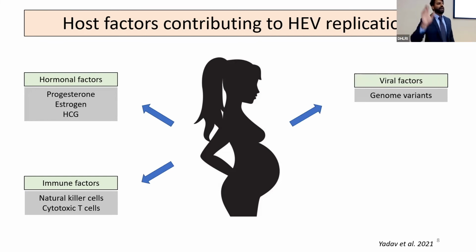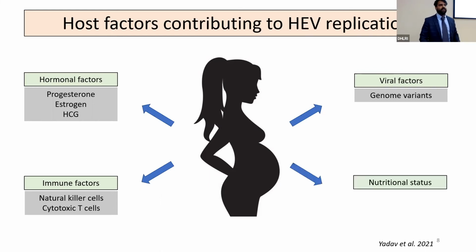The third factor, viral factors. You may remember I said there are some strains that get transmitted only through contaminated water in developing countries, and some strains that only transmit through contaminated meat and blood transfusion. So there is a viral factor that plays a role in the pregnancy pathology. The fourth one is nutritional status. This is so basic. We know if the nutrition is low, the immune system would be low, and the virus would get a higher chance for replication.